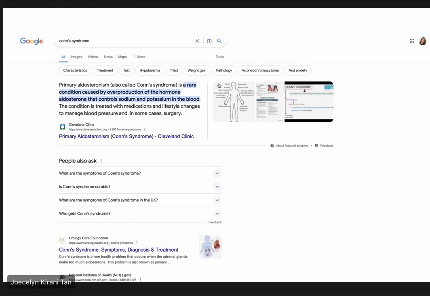Okay, so if you're investigating Conn's syndrome, for example, and you put the words Conn's syndrome into PubMed, PubMed will give you the results of articles with the words Conn's syndrome in them. So if a paper does not use the term Conn's syndrome, but uses the words primary aldosteronism, it will not come up in your search, which is what you don't want. You want every article that talks about Conn's syndrome, also known as primary aldosteronism, right?